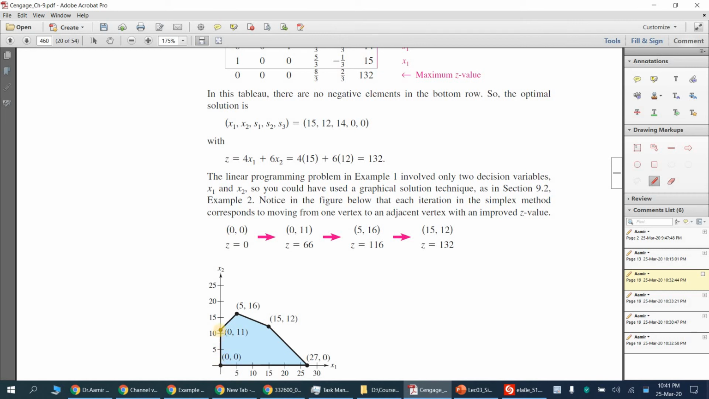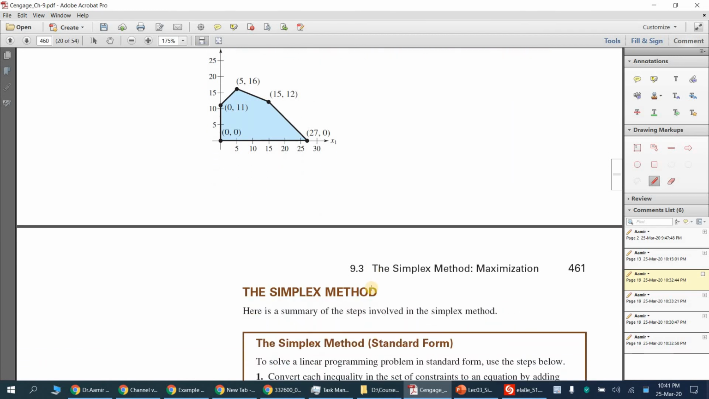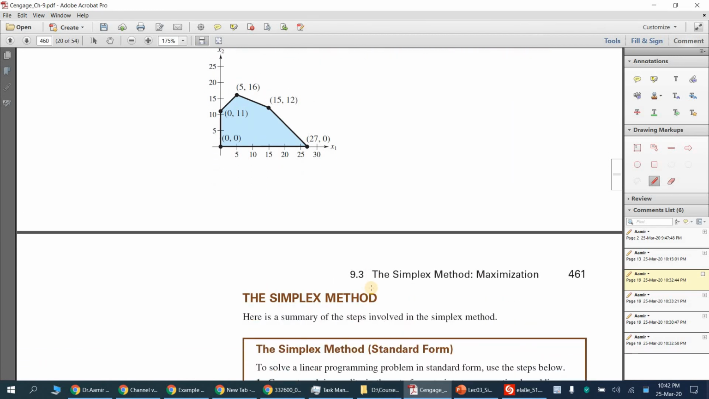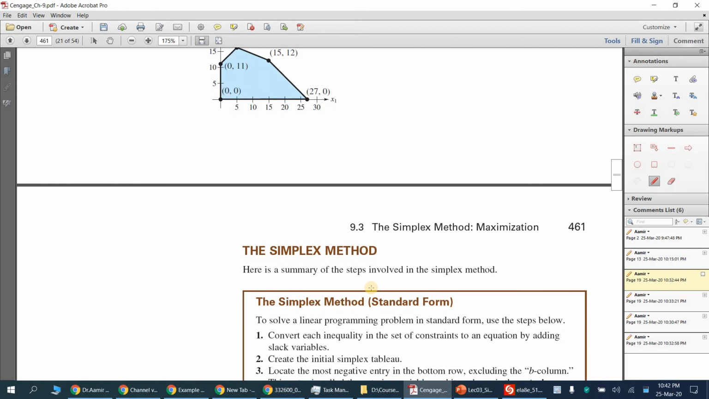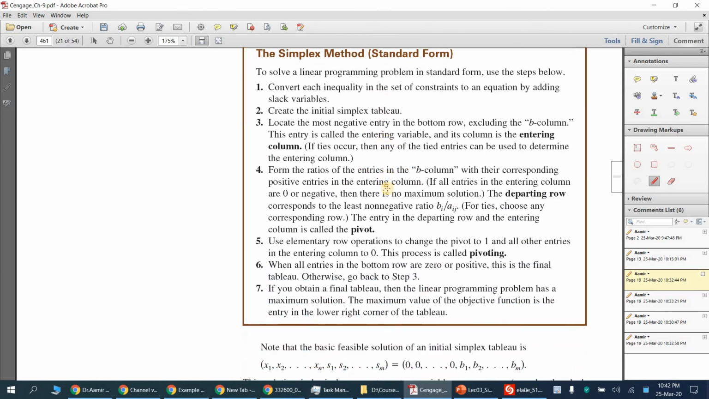We started with (0, 0), we go to (0, 11), this corner, then (5, 16), and then (5, 15, 12). So we go around the surface of the corner of the feasible region. So these were the steps that were given.